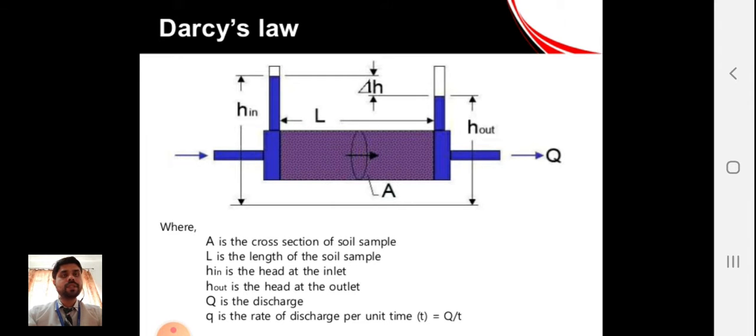So basically this is a soil sample, and we are going to analyze the flow of water through the soil particles. These are the terms which we are going to use, in which A is the cross-sectional area of the soil sample, L is the length of the sample, H in is the head at the inlet point, and H out is the head at the outlet, and Q is the discharge which we are going to have at the end of the time.